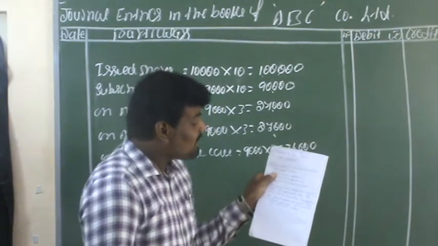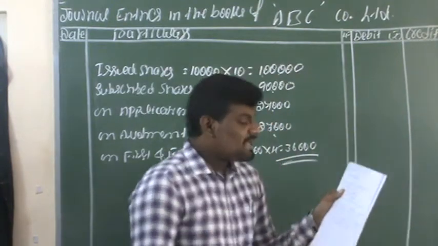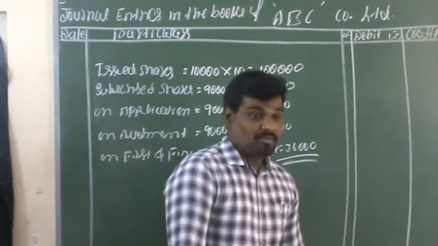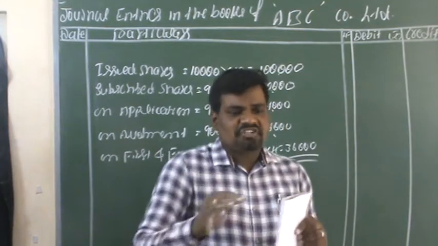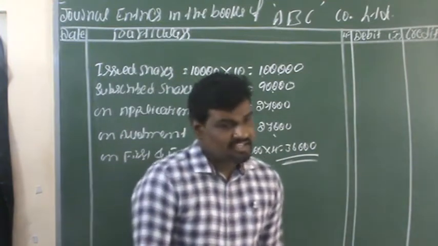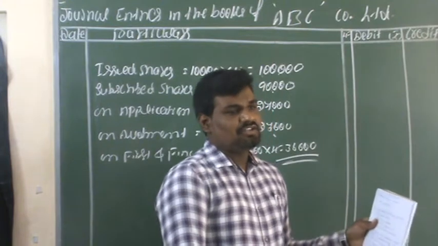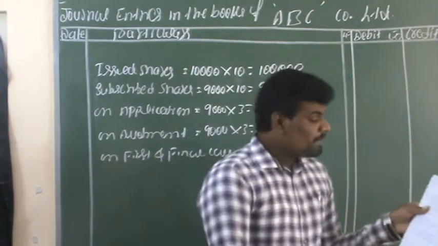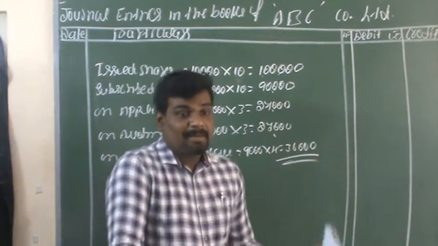Here, ABC Company Limited issued 10,000 shares of rupees 10 each. The value of each share should be 10 rupees only. So, in total they are issuing 10,000 shares at a price of rupees 10 each, payable as follows. Rupees 3 per share on application; at the time of application they are paying rupees 3 per share.